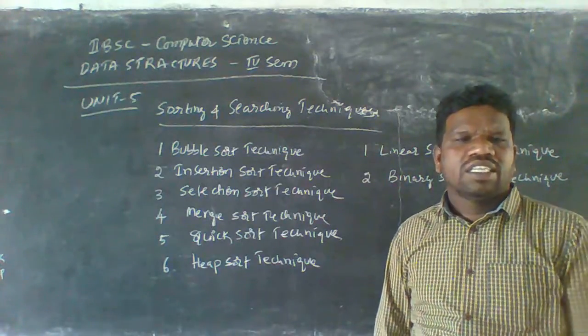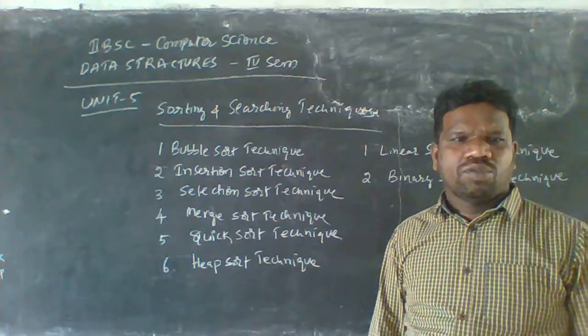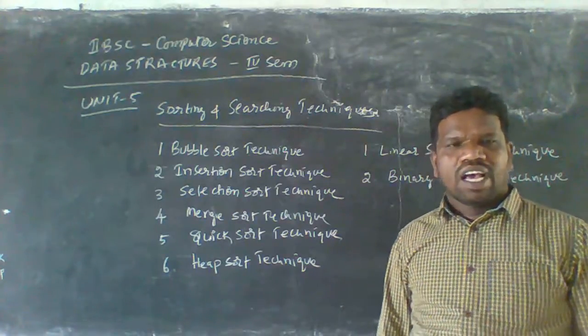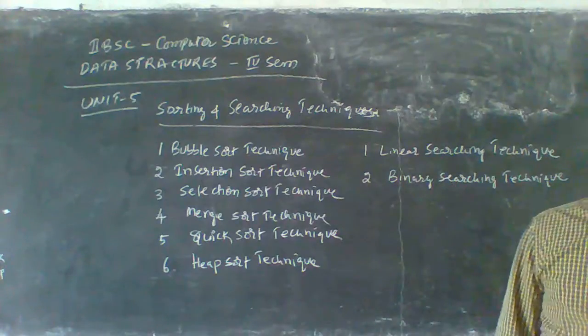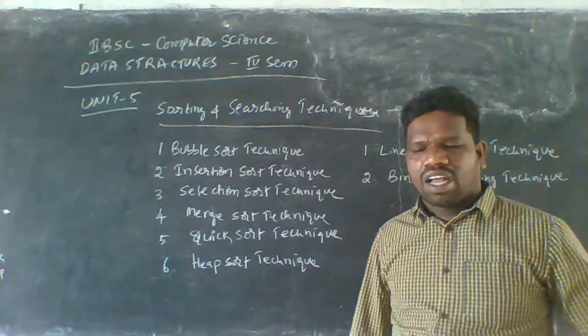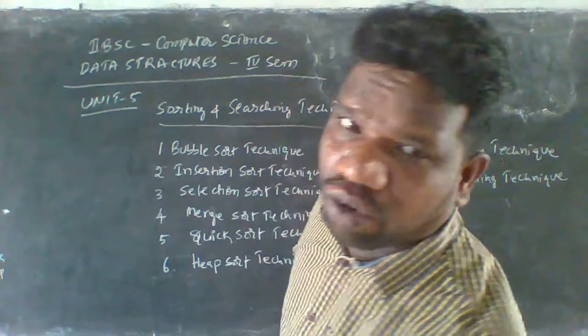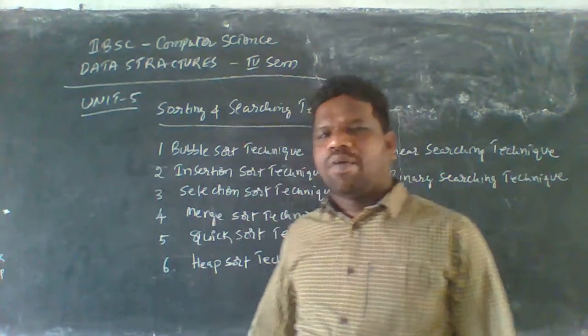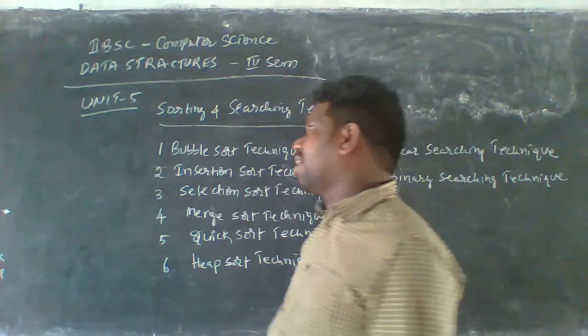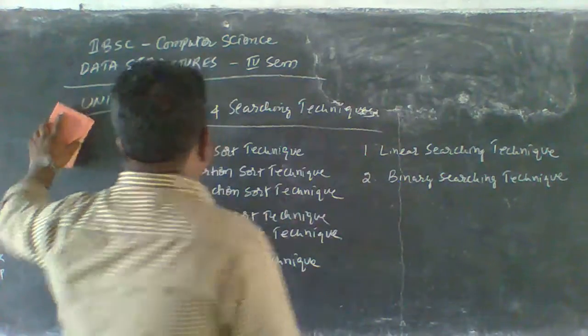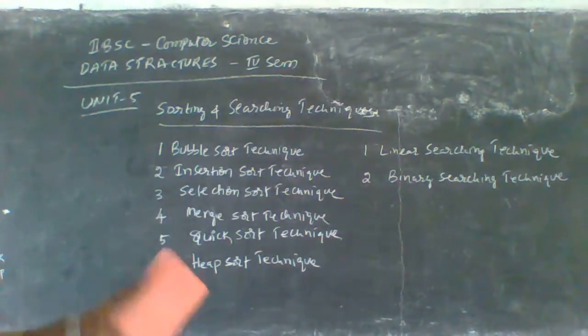The searching techniques can be divided into two types. Those are called the linear searching technique, and the second one is called the binary searching technique here. And now I'm going to talk about only the bubble sort technique here. Okay, let us see the bubble sort technique. So we have to copy these techniques.